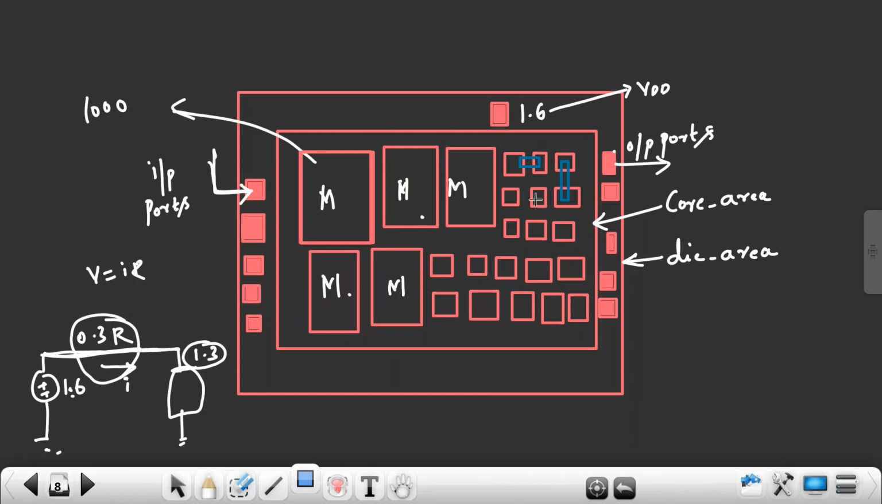This connection should be happening according to the netlist. How the netlist is there, the same type of connection should happen here. That is called as what? Routing. So connect these standard cells.